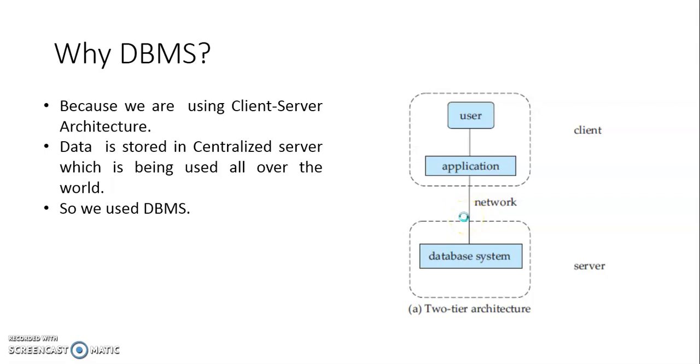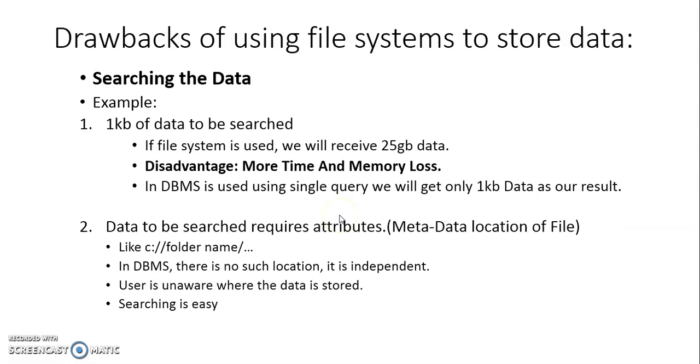So next is, why have we switched from file system to DBMS? See, there are many drawbacks related to file system. We will see them one by one. Now first, one of the drawbacks is searching the data. Now see, if I want to go from Mumbai to Bangalore or Hyderabad, what I will do is search for a particular date, to see whether a train is available on Saturday. Now I just want to search whether the particular train is available on a particular date. Okay, so what information is to be searched? Only 1 KB of data, that is the train information.